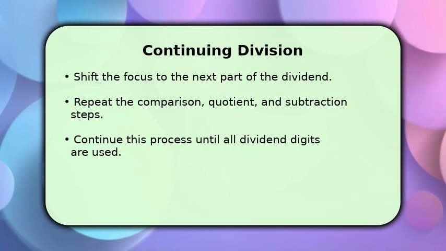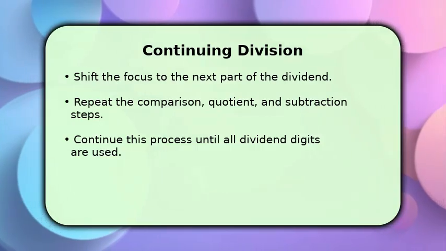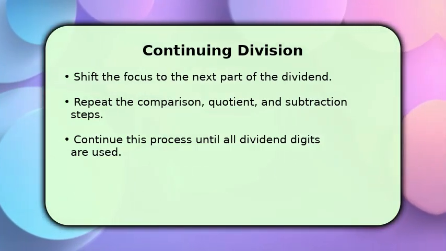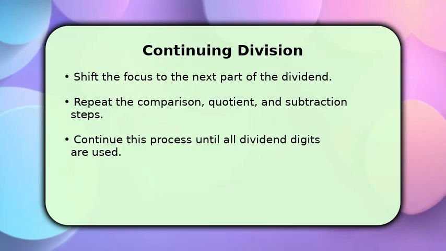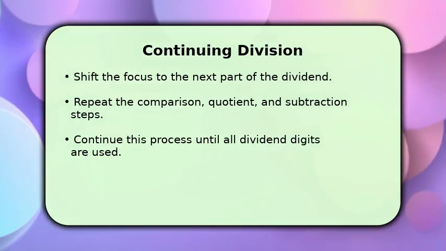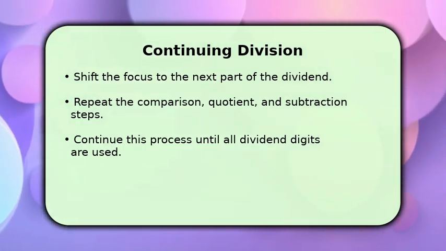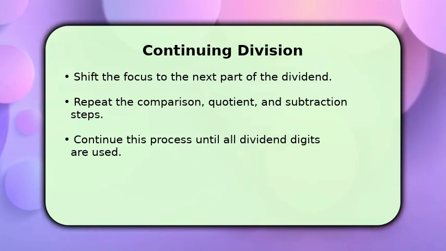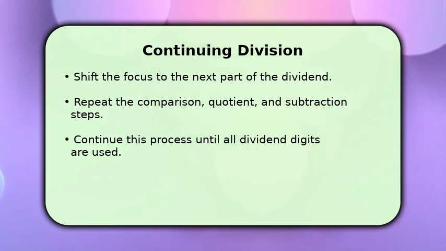To continue, shift your attention to the next set of digits in the dividend, including any remainder from the previous step. Repeat the process. Compare, find the next quotient digit, place it, multiply by the divisor, and subtract from the dividend. Keep working from left to right until all digits of the original dividend have been processed.